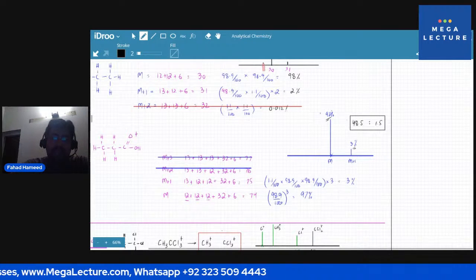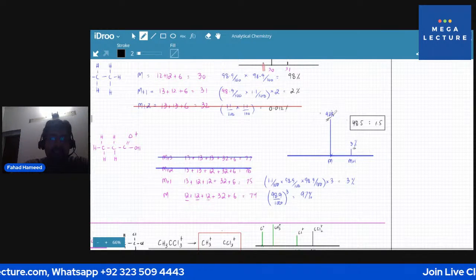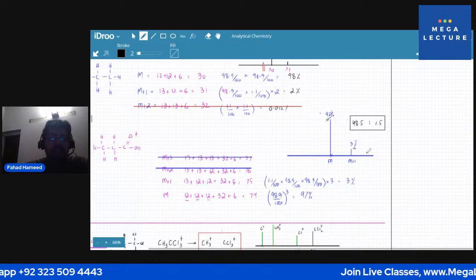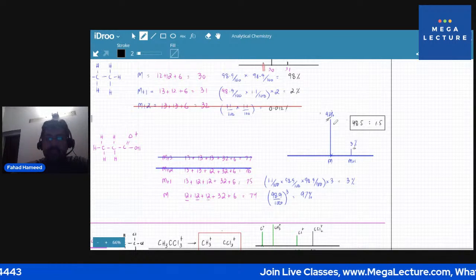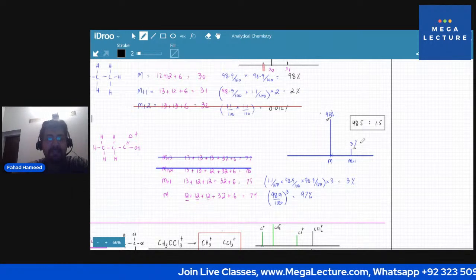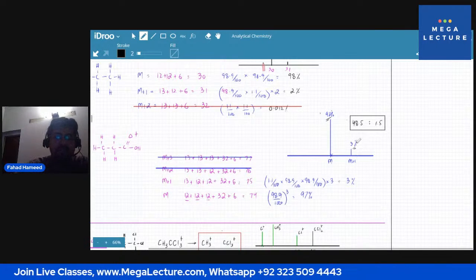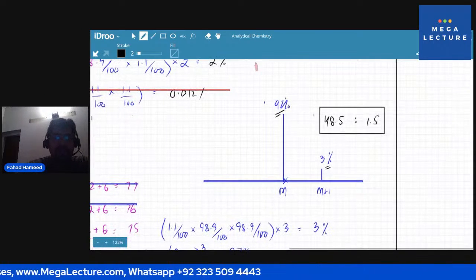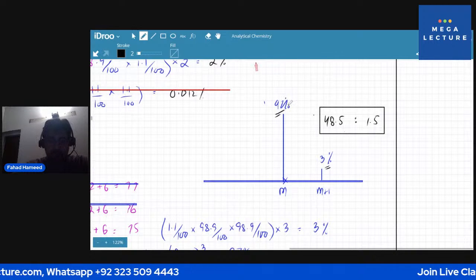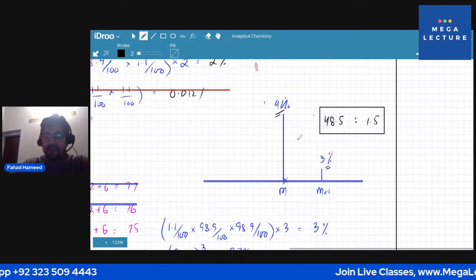So the M plus 1 ratio can simply give you the number of carbon atoms. By just looking at this ratio, you can figure out the number of carbon atoms in the molecule. So you see 97 ratio 3, that's fine. Whenever you see 97 ratio 3, that clearly indicates 3 carbon atoms.